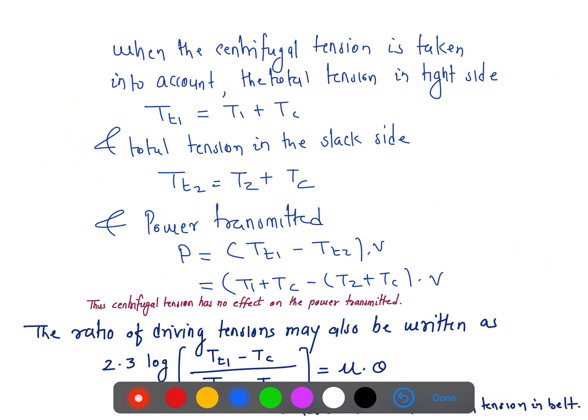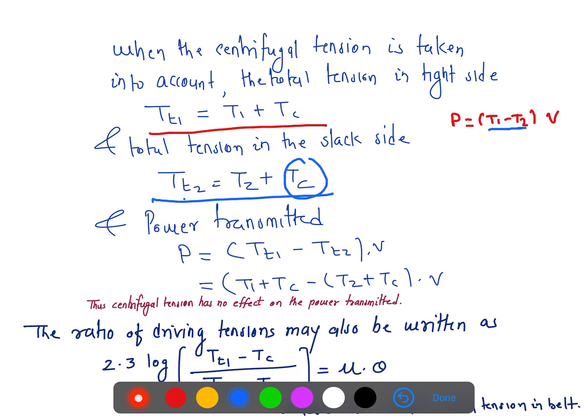When the centrifugal tension is taken into account, the total tension in the tight side, Tt1, is equal to T1 plus Tc. The power transmission we have considered up till now is P equal to T1 minus T2 into V. Now if we consider the centrifugal tension, we have to adjust the T1 and T2 effects, and the total tension will be Tt1 equal to T1 plus Tc, and the total tension in the slack side Tt2 is equal to T2 plus Tc.